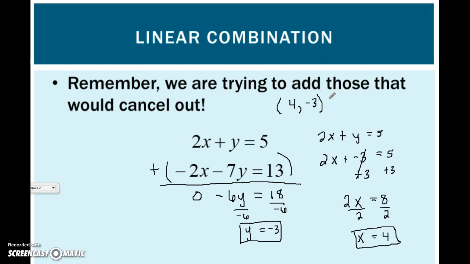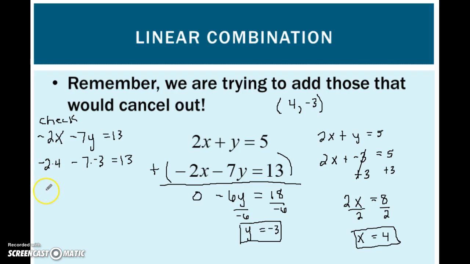If we check our answer, plugging these coordinates back in, 2 times 4 is 8, plus a negative 3, so 8 plus a negative 3 is 5. So that one checked out. Our second one, negative 2x minus 7y equals 13. This is our check. I'm going to plug in a 4 for x, so negative 2 times 4 minus 7 times a negative 3 equals 13. Now we have to make sure we follow order of operations.